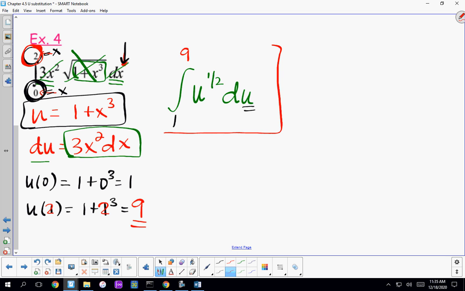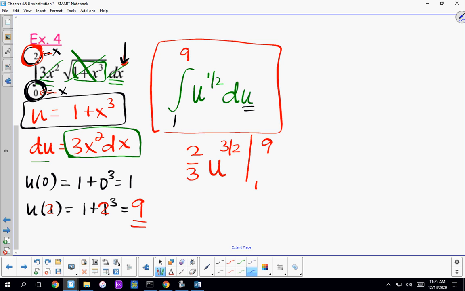So this is now the integral that I'm evaluating, and there's no reason to ever use x's at all anymore. So I'm going to go ahead and add 1 to my exponent. I'm going to divide, and I'm evaluating from 1 to 9. And remember, these are u values now. So these can go directly in for u because these are both u values. Remember, I can rewrite this as the square root of u all to the third power.